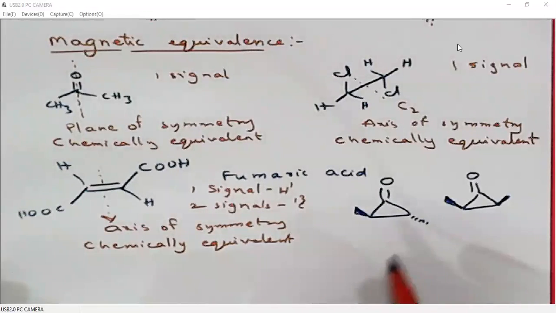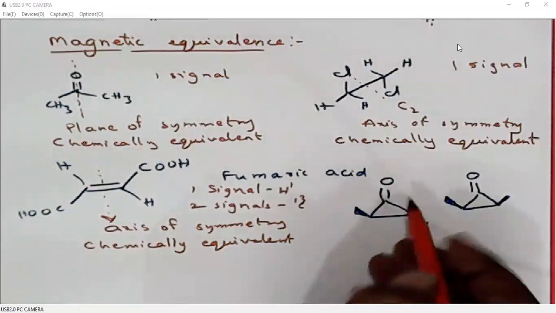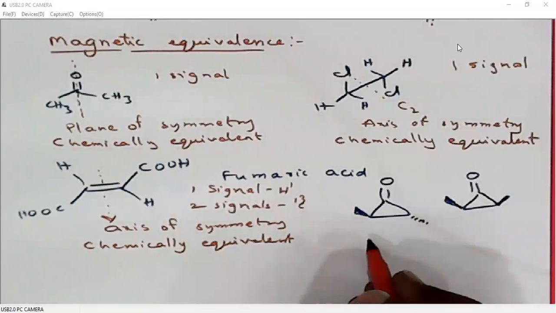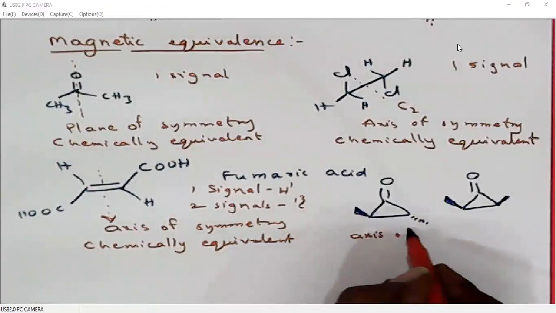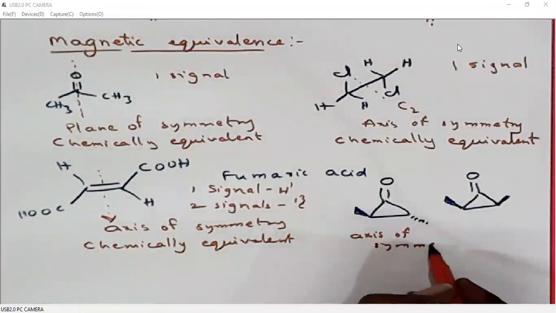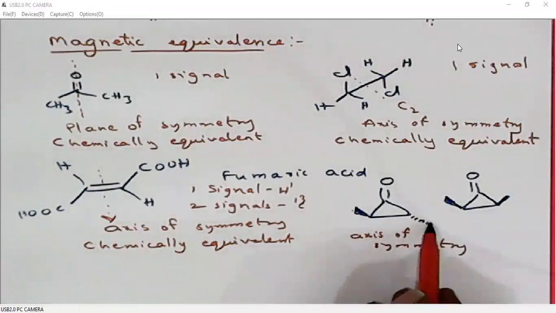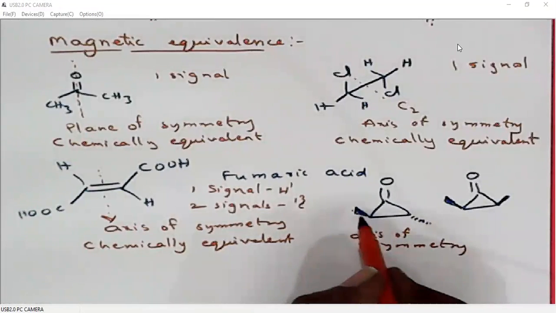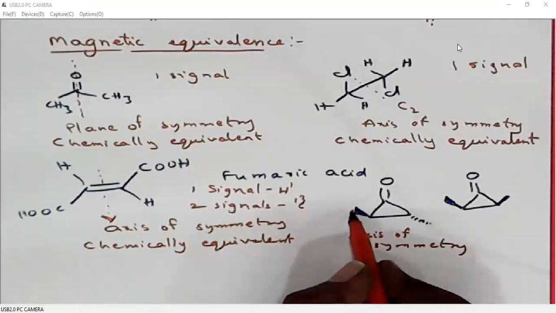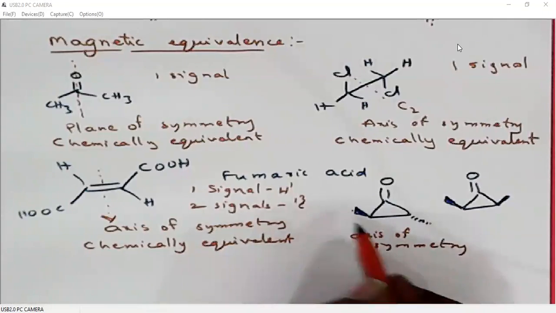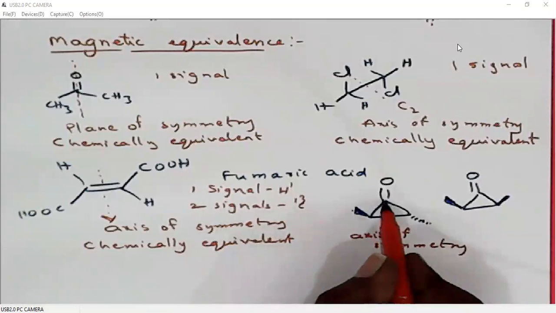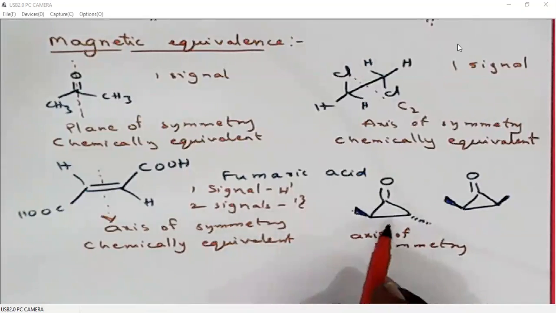So in this molecule, we expect a C2 rotational axis. As a result, these two carbons are equivalent. At the same time, these two carbons are also equivalent. So we expect two signals for this proton and the protons in the methyl group. In proton NMR, we expect two signals, and in carbon 13, we expect three signals: one carbon, second carbon, and the carbonyl carbon.